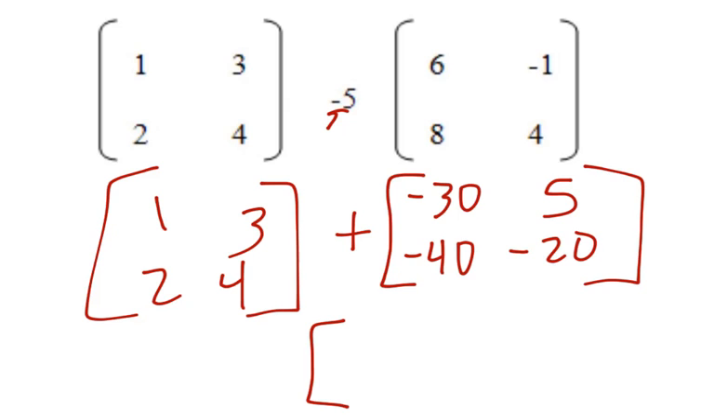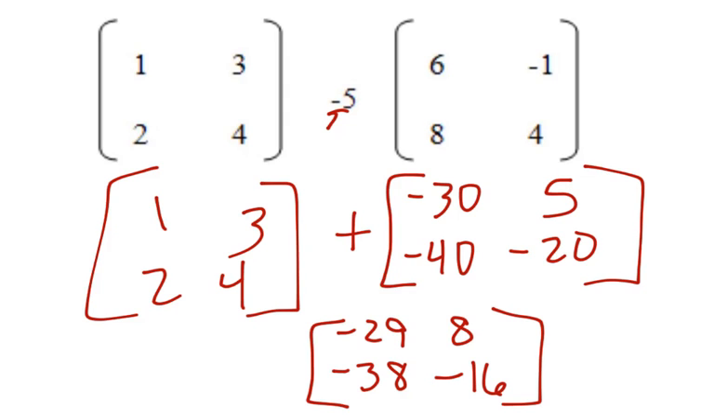So for your answer, 1 plus -30 is -29. 3 plus 5 is 8. 2 plus -40 is -38. And 4 plus -20 is -16. Use your calculator. Don't let the signs mess you up.